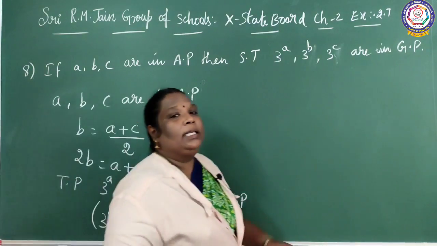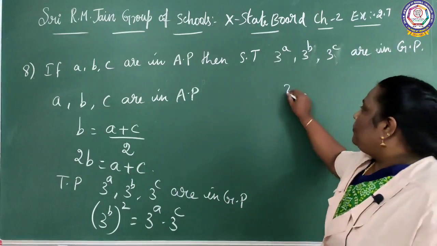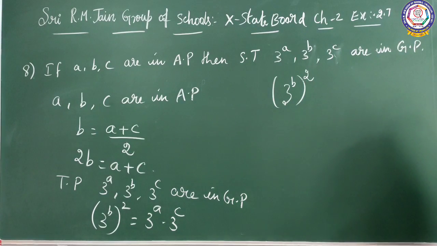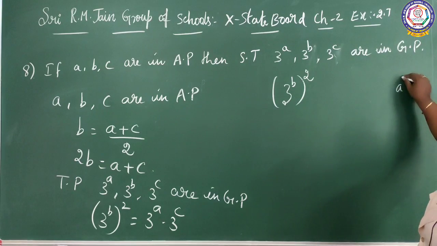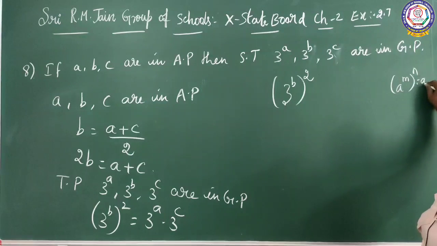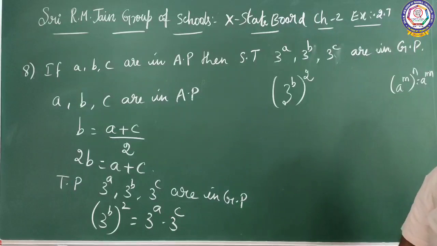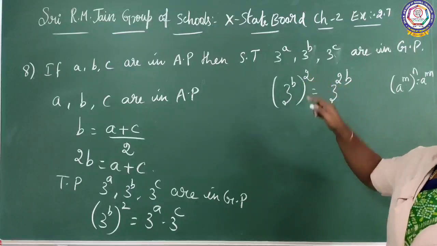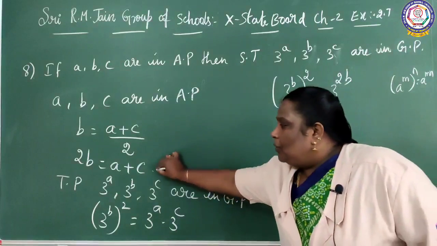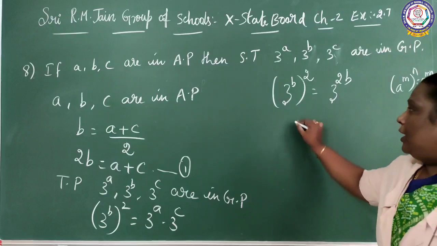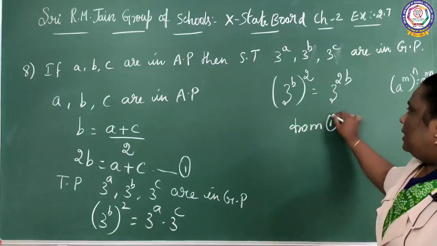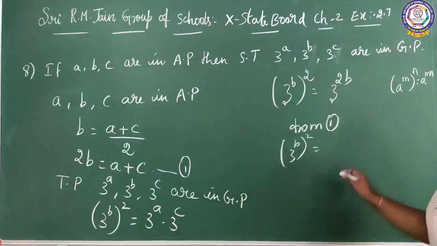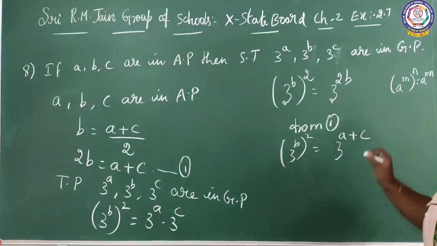So you can take it as (3^b) the whole square. What is that formula? You know that indices formula, a power m whole power n equal to a power mn. It is the exponential formula. So it gives 3 power 2b. So from 1 it gives (3^b) the whole square equal to 3 power 2b equal to 3 power a plus c.